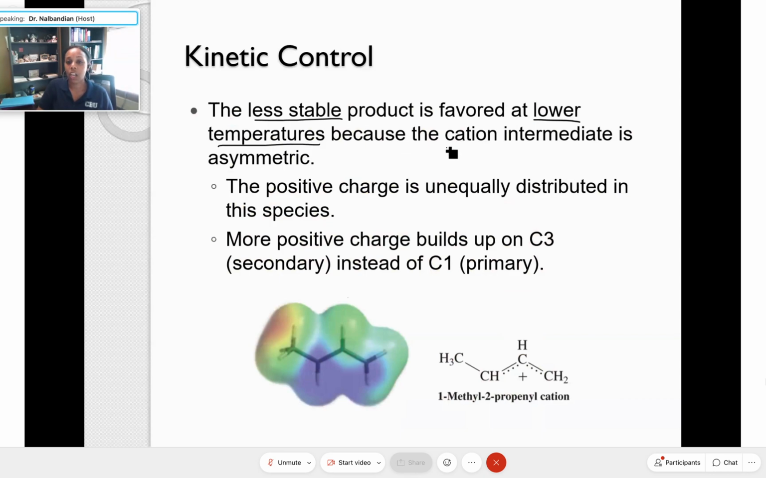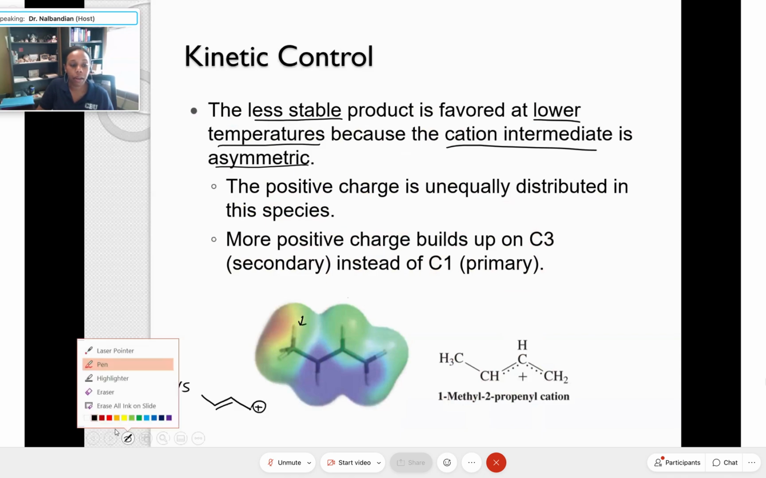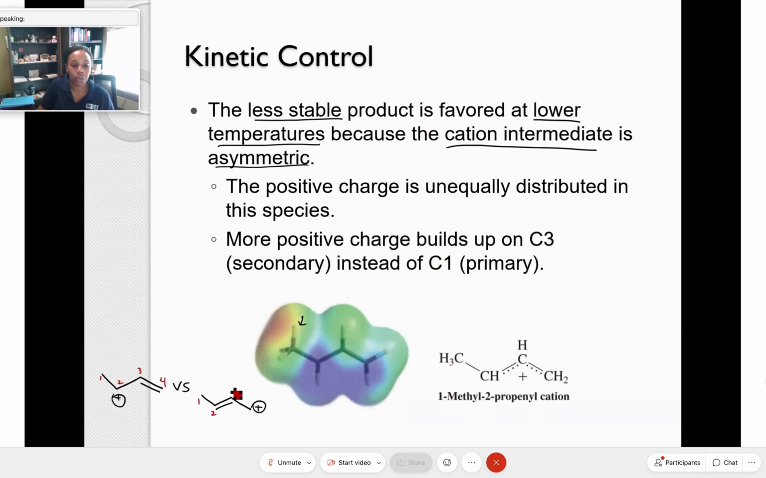And this is because the carbocation that we make is asymmetric. So we know we have this carbocation, and based on what they have here, I'm going to draw it two different ways. We have two different carbocations here. So this would be our methyl. So if I number this, 1, 2, 3, 4. Here's carbon 1, carbon 2, 3, and 4.